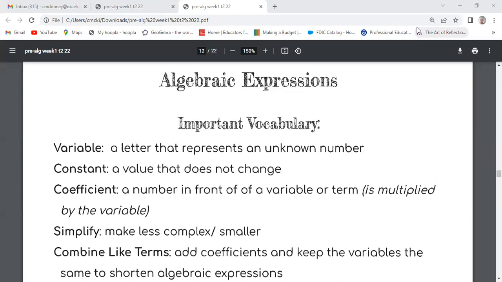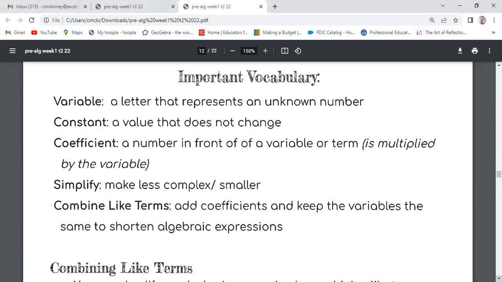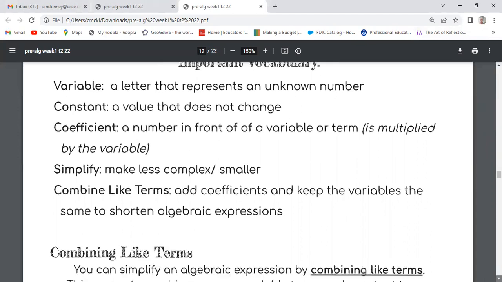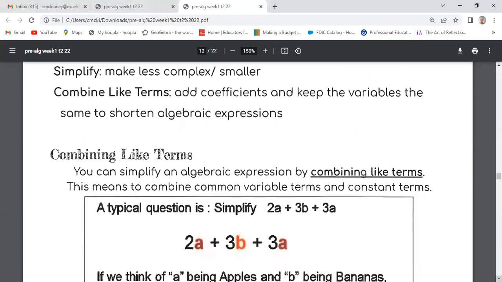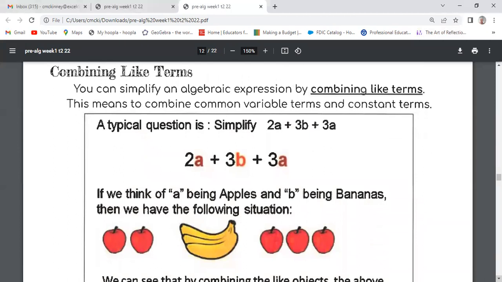Like terms means that they have the same variable, and if they had exponents, they would also have to have the same exponent. So typically, at least initially, we're going to be combining the variable terms and the constant terms. And the variables, if there's more than one variable, we can only combine the ones that have the same letter, the same variable.